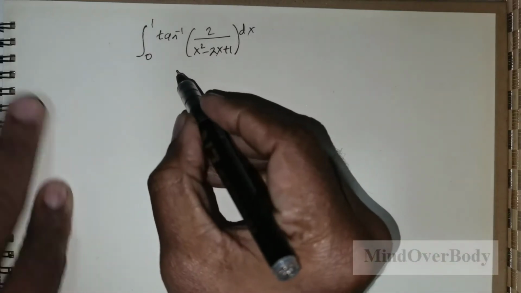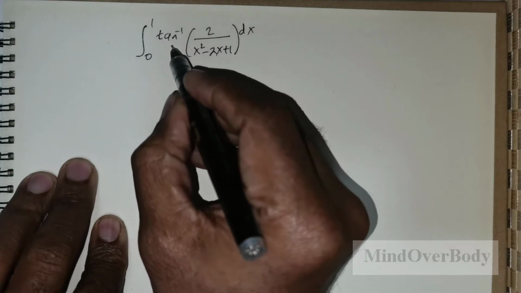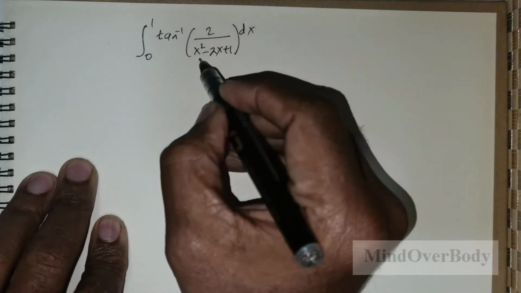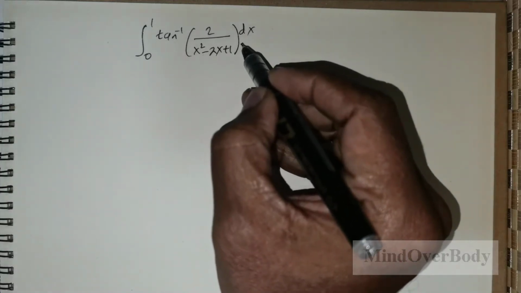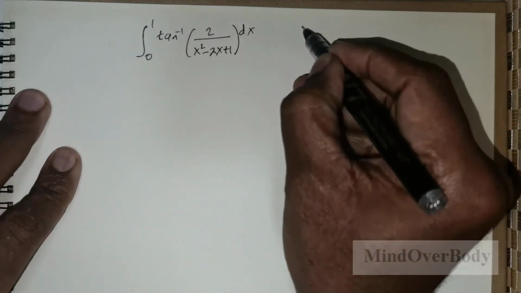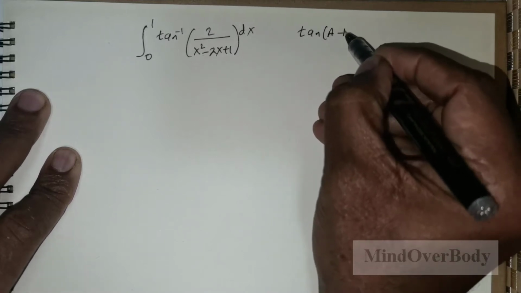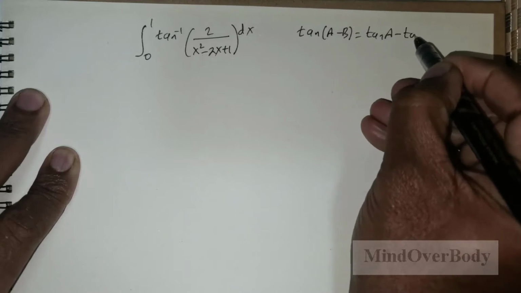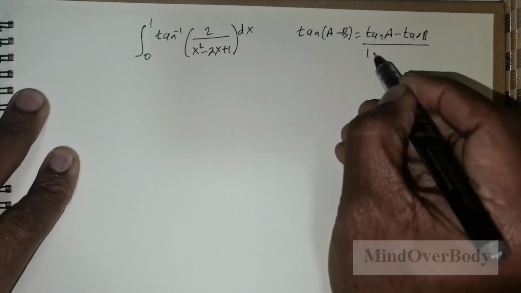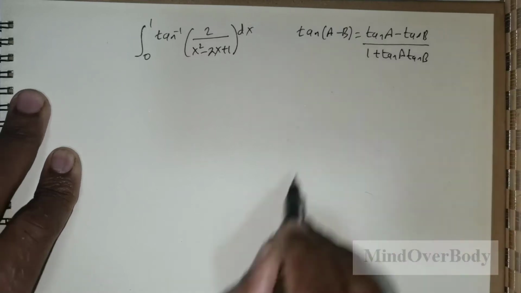Students, in today's class, we will learn how to integrate the integral from 0 to 1 of tan inverse of 2 divided by (x squared negative 2x positive 1) times dx. Now, you would have studied this formula: tan of (A negative B) is equal to (tan A negative tan B) divided by (1 positive tan A times tan B).